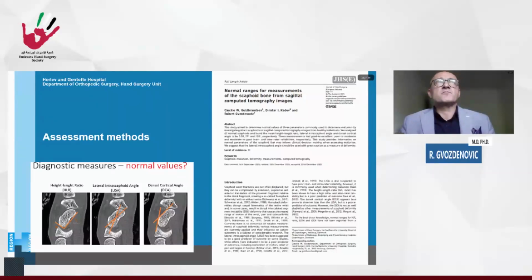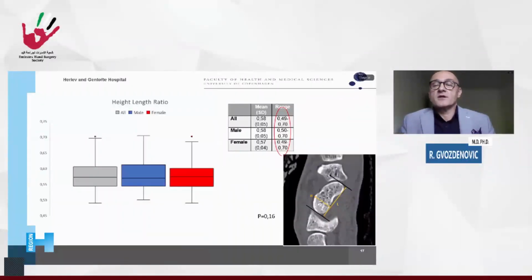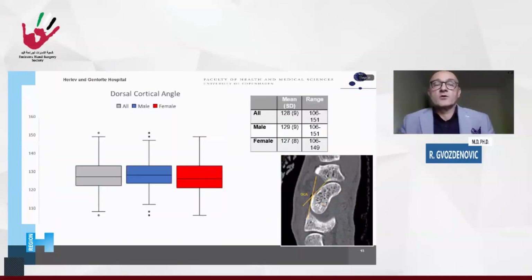Because it's improper to call somebody malunited or deformed without knowing the normal values, which were poorly investigated back then. So we measured 30 women and 30 men and found that the normal ratio is 0.58, but look at the ranges, all between 0.5 and 0.70 were actually normal values in people. The dorsal-cortical angle was normal at 128 degrees in both sexes.